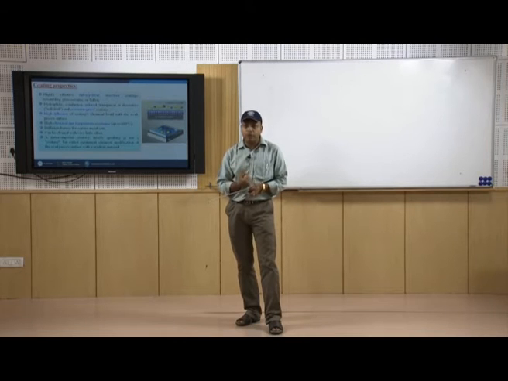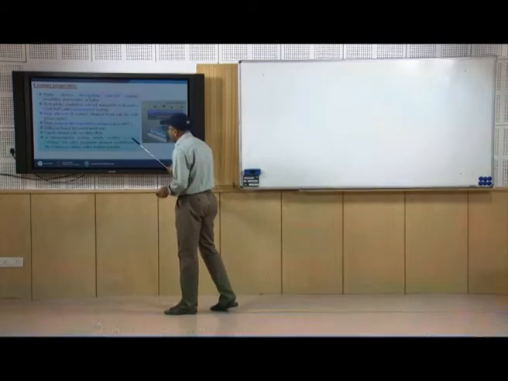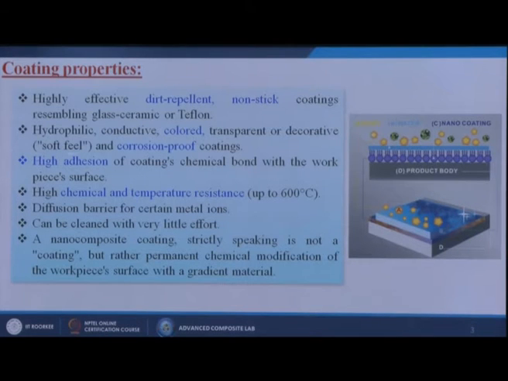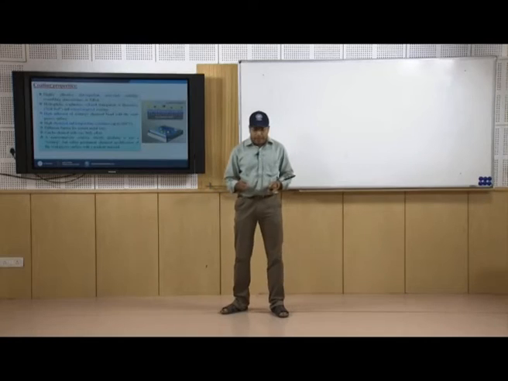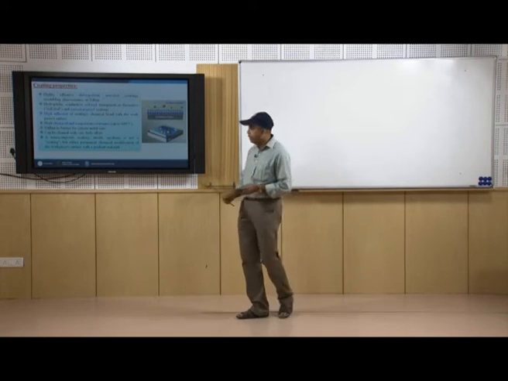So, our coating material should be such that it will not absorb dust or moisture from the environment itself. Then a nanocomposite coating, strictly speaking, is not a coating, but rather a permanent chemical modification of the workpiece surface with a gradient material. Yes, of course, the thing is that our main motto is to save our substrate material from the environment or from any kind of attack. So, not only are we doing the coating, rather we are changing its chemical structure, so that the material can be used several times for several applications in the near future.